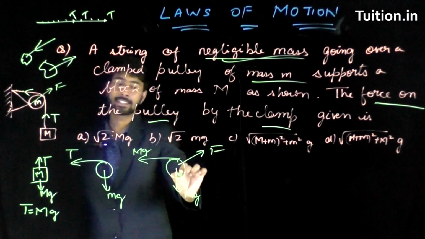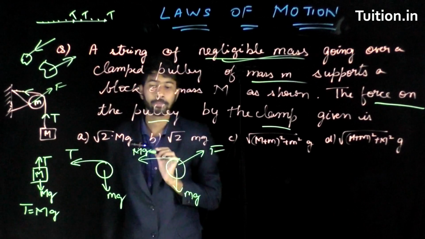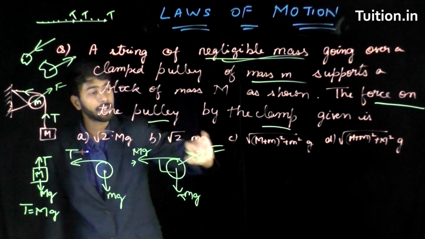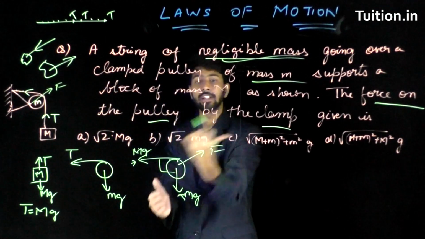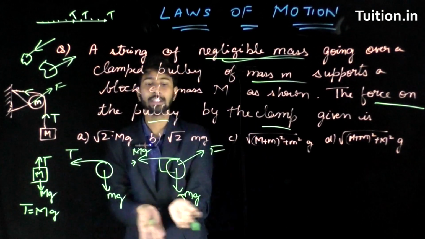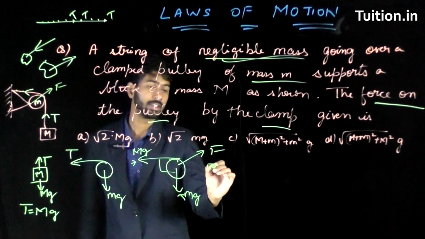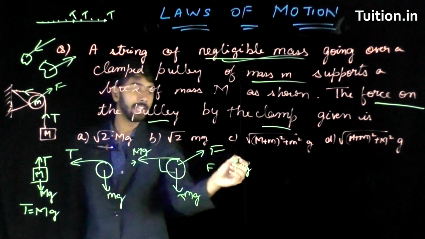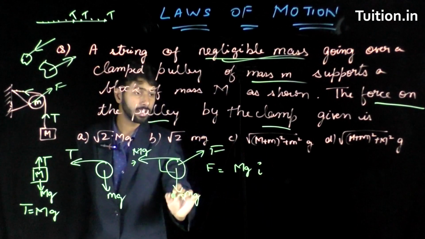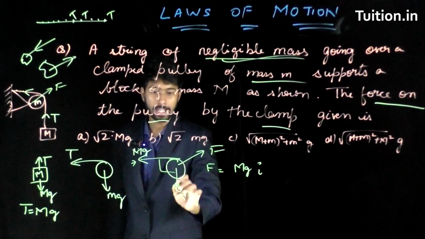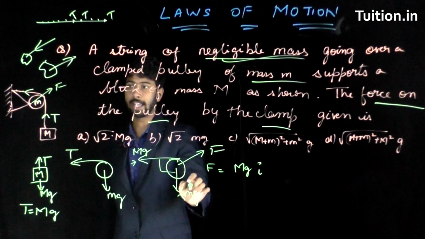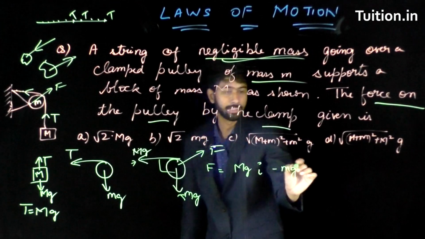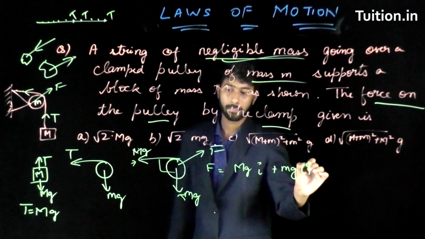Now because the pulley is at rest, these three forces vectorially have to add up to 0. First I'll calculate the magnitude of the resultant of these, and F will be the same as the resultant of these but in the opposite direction. Only then will the forces be able to cancel. So F is equal to mg i, and this is small mg j, with the appropriate signs.